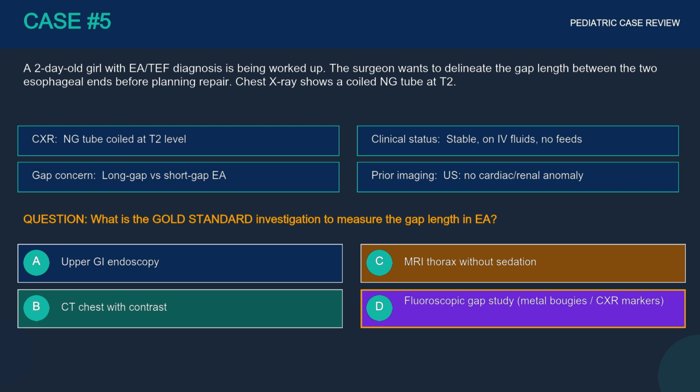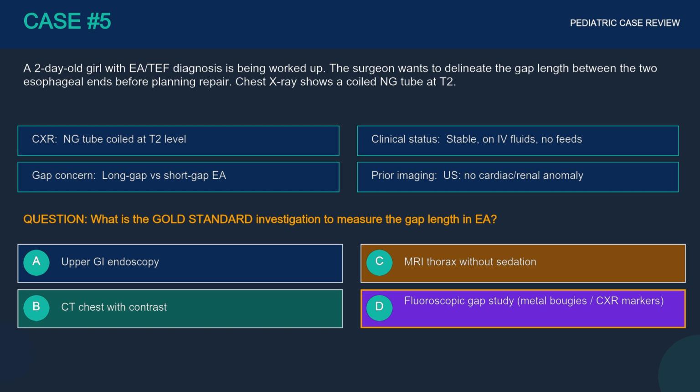the fistula. Case 5. A 2-day-old girl with an esophageal atresia and tracheoesophageal fistula diagnosis is being worked up. The surgeon wants to measure the gap length between the two esophageal ends before planning repair. Chest X-ray shows a coiled nasogastric tube at the level of the second thoracic vertebra.